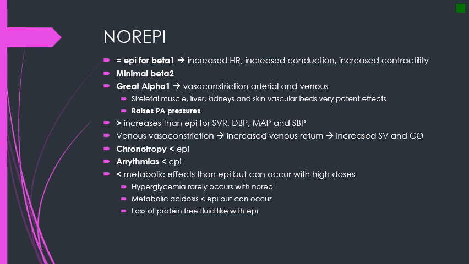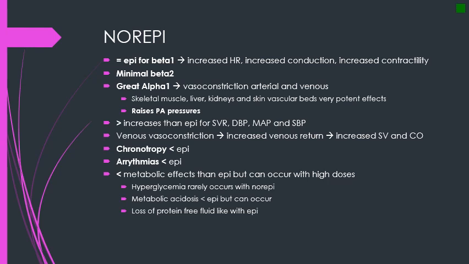The chronotropy is less than epinephrine, and it's less arrhythmogenic as compared to epinephrine, and it does not have the metabolic effects that epinephrine does at the typical doses. When you get into high doses, you can get some of those metabolic effects, but it's not as severe as with the high dose epinephrine. Hyperglycemia rarely occurs with norepinephrine, and you don't see that metabolic acidosis unless you get, again, into those real high doses of norepi.